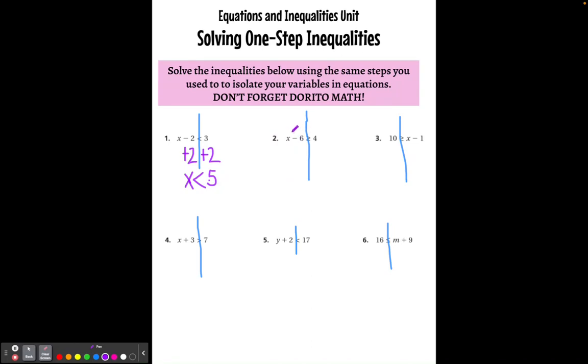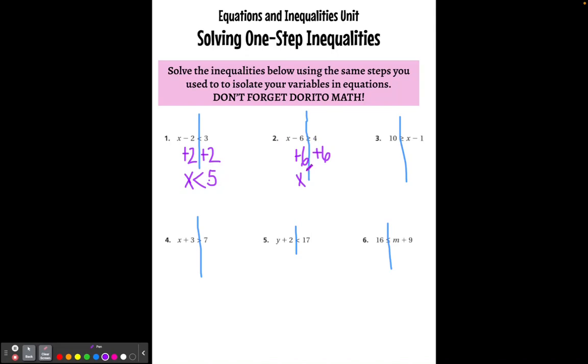What's being done to it? You are taking away 6 from x. So I'm going to do the opposite, and I'm going to add 6. And remember, whatever you do to one side, you have to do to the other. So now these have canceled out and left me with just x, right?